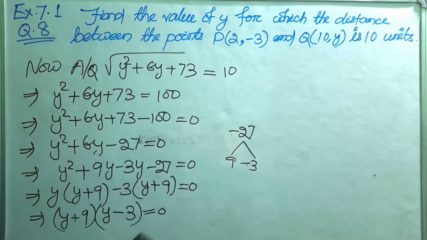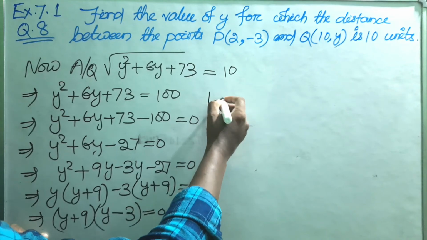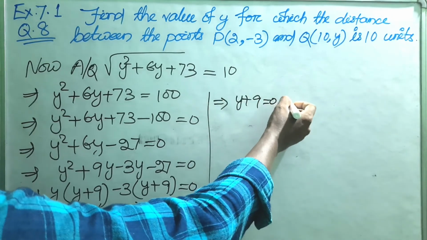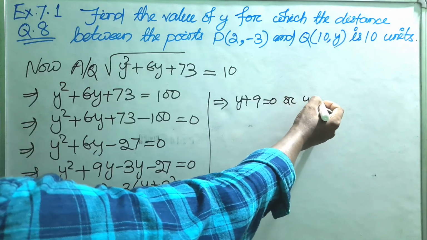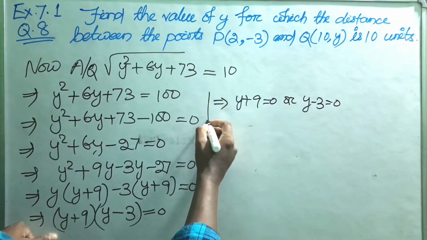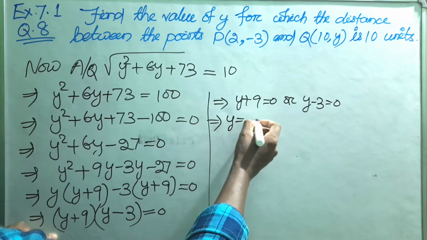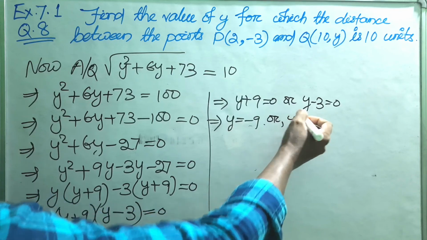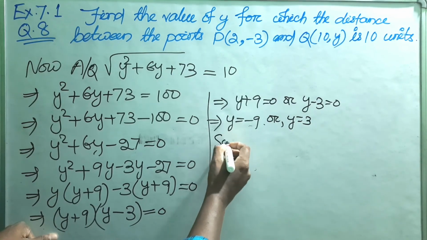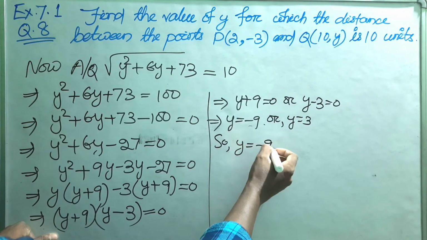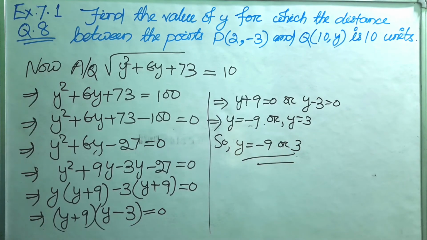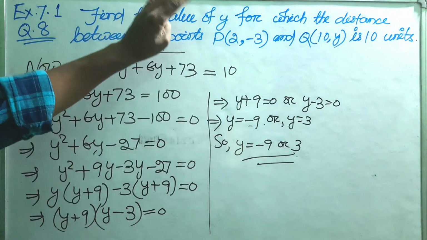So I can write here, this implies y plus 9 is equal to 0 or y minus 3 equal to 0. Now this implies y is equal to minus 9 or y is equal to 3. So y is equal to minus 9 or 3. So this is the answer. So in this way you can solve this problem.